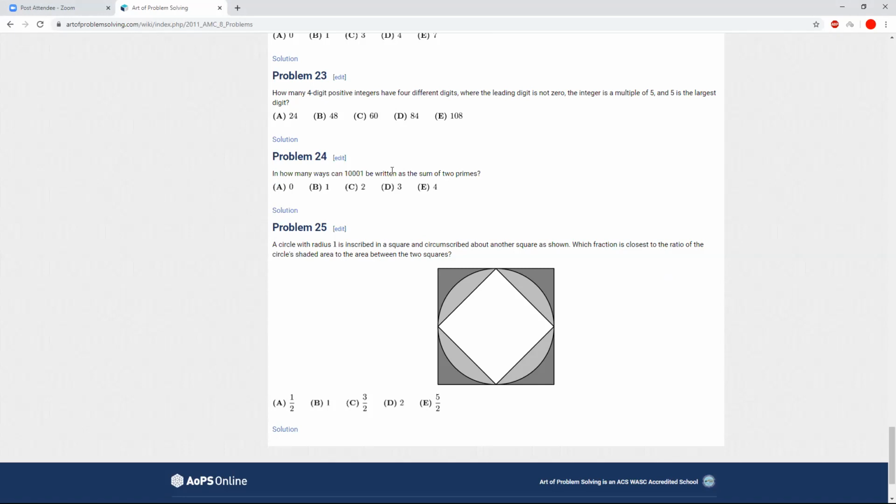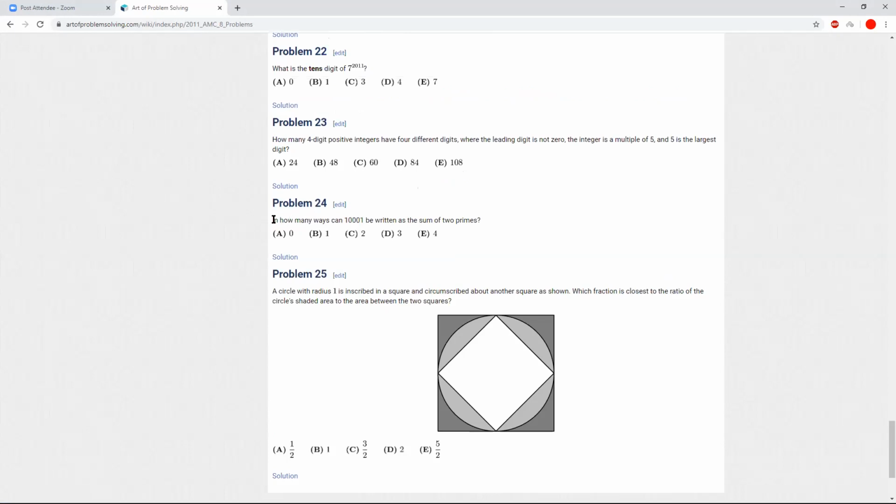Okay, so I'll just do number 24 because it looks like a lot of people want it. It says, in how many ways can 10,001 be written as a sum of 2 primes? What we have to notice for this question is that primes are always odd except for 2. So that's something we have to note.